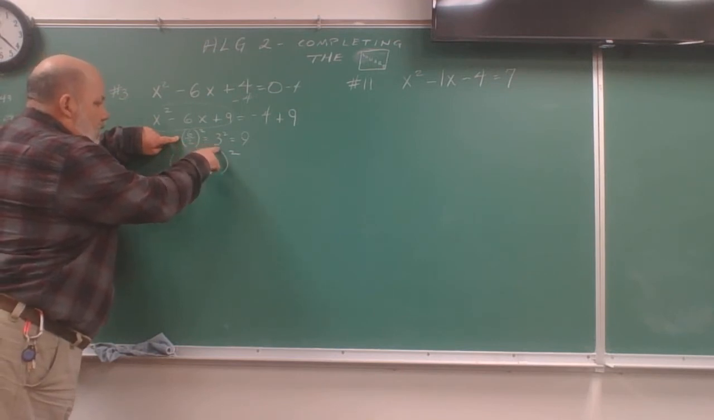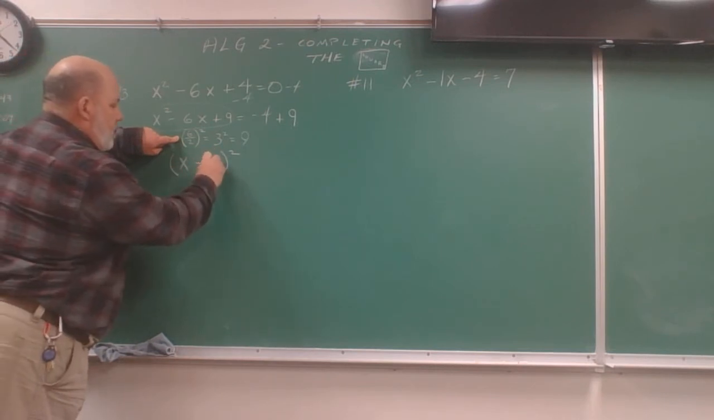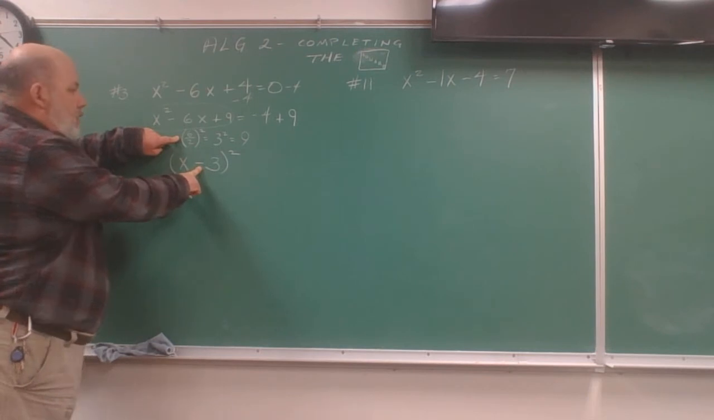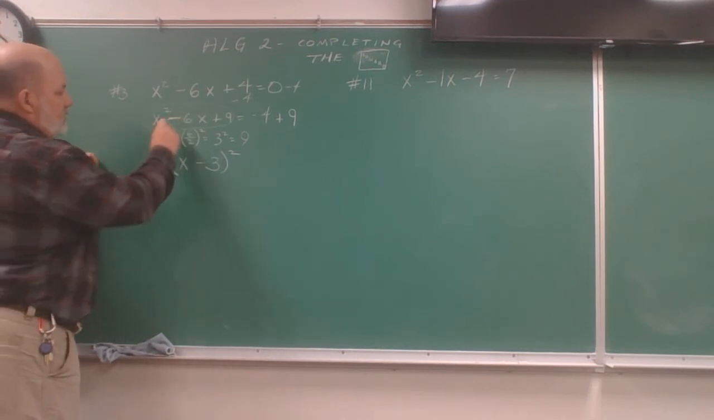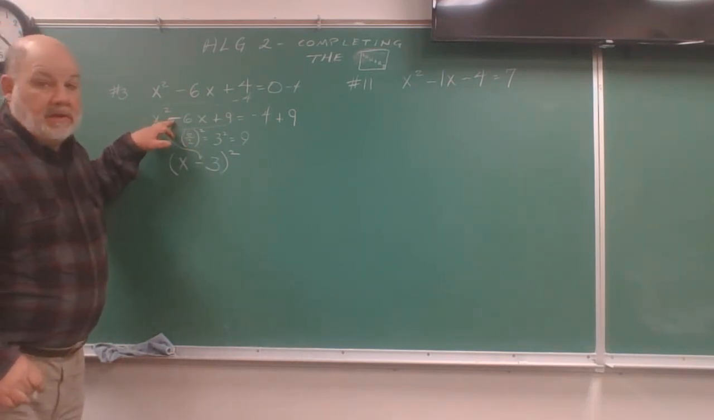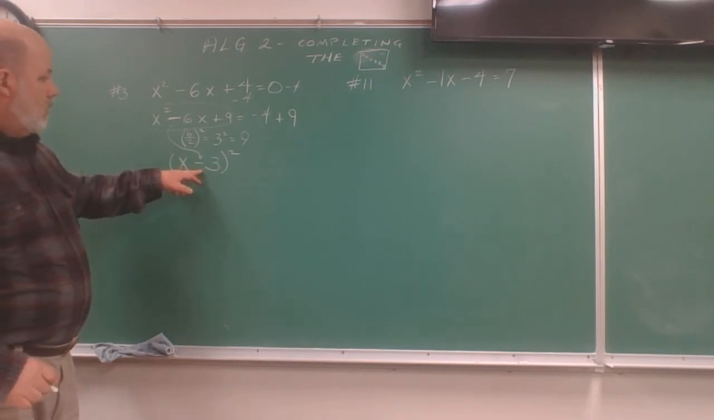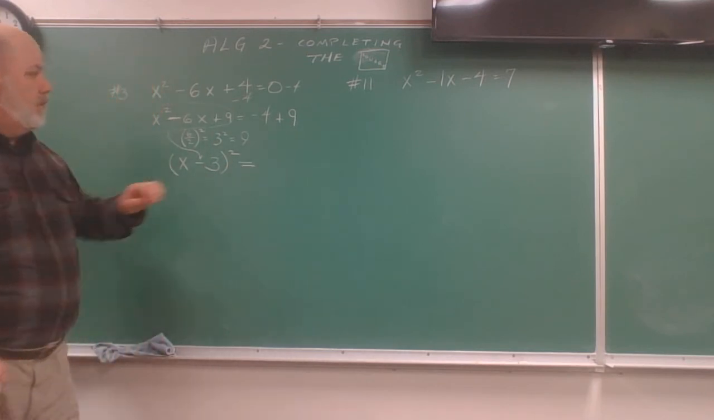I look up here, don't put 6 over 2 here. I see that 3 was squared, so 3 goes here. Is it plus 3 or minus 3? When we look at the original equation, since this was minus 6x, this is minus 3. Had that been plus 6x, this would be plus 3. All right? So this left-hand side of the equation is taken care of.